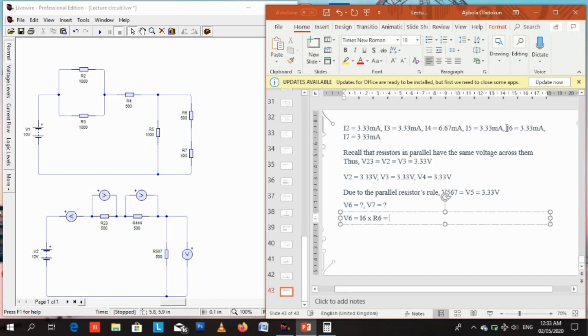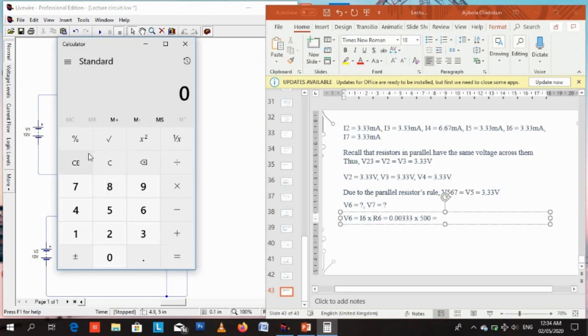So both of them are sharing V567. So I want to use Ohm's law. All that is left for us is to use Ohm's law. So V6 equals I6 times R6. Now we have I6. We've gotten I6 to be 0.0033 amps, and the value of the resistor R6 is 500 ohms.